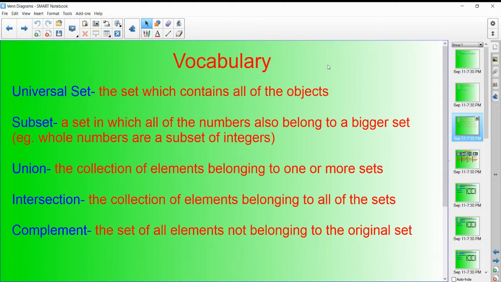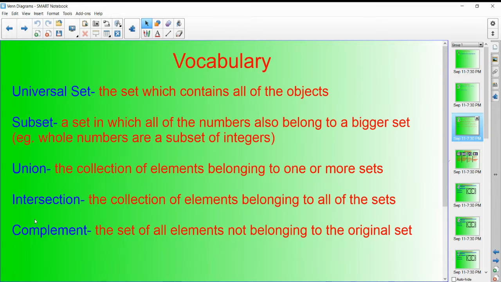Now we have to deal with the universal set, which is the set which contains all of the objects. So, for example, let's say our universal set is real numbers. That means everything that's a real number is in the whole set. And then we could have subsets, which are smaller categories. So, for example here, whole numbers are a subset of integers because all of the whole numbers are in the integers. The integers is just a bigger set, and we can break it down even smaller. Now we have unions and intersections and complements, which we'll talk about in a few moments.